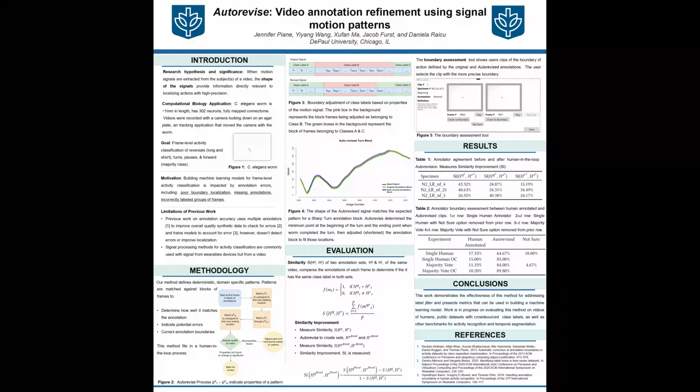Our goal was to perform frame-level activity classification on videos of a worm specimen performing reversals, sharp turns, pauses, and forward motion. But we found that annotation errors were impacting the performance of our machine learning algorithms. We identified 3 types of errors: boundary localization, missing annotations, and mislabeled frames. Because even on videos of a simple organism performing simple actions, there was still ambiguity about the correct label.